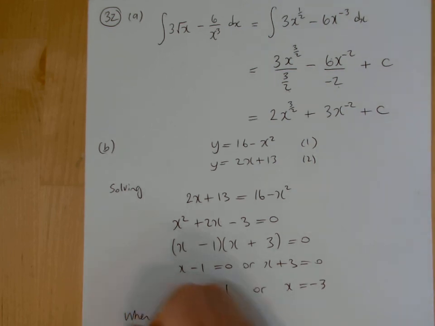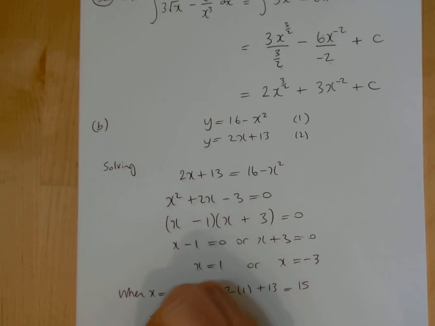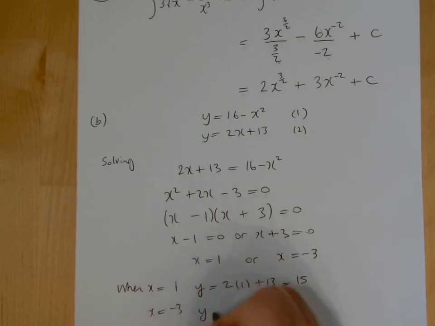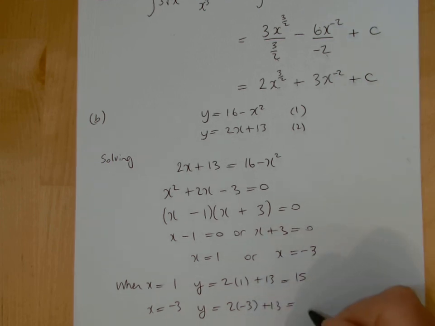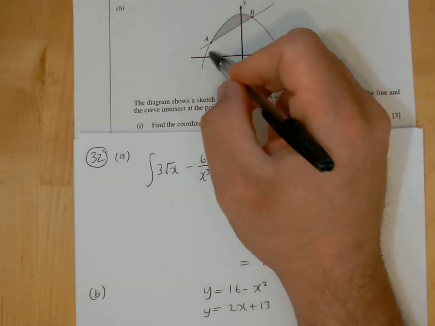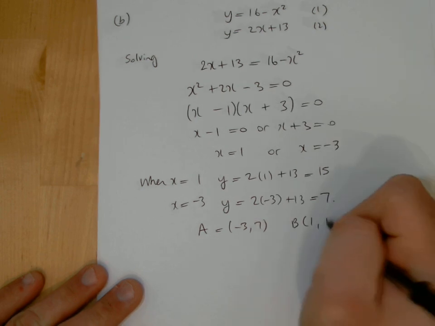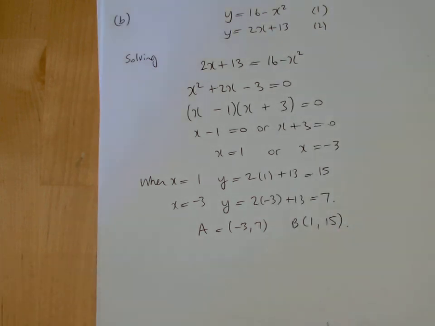So when x is 1, y will equal 2 times 1 plus 13. I'm going to sub it into the second one, so that's 15. And when x is minus 3, y will equal 2 times minus 3 plus 13, which will equal, what will that be, 7, right? So clearly my A will be negative, because when you go back to the graph here, that's going to be the negative x value there. Okay, so A will be (minus 3, 7), and B will be (1, 15). Okay, so we identify correctly there what your A and what your B is.